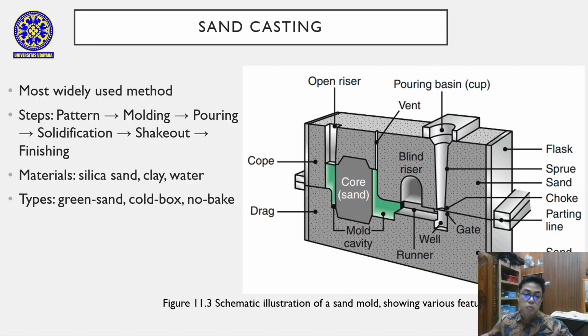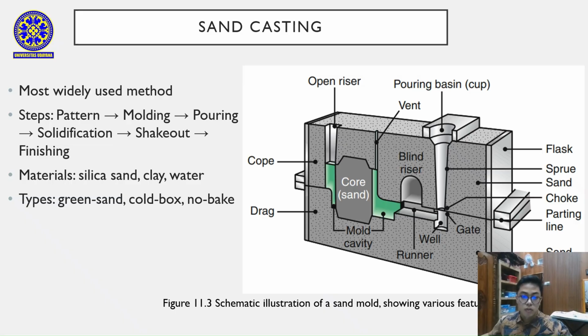Sand casting is the most commonly used casting process due to its versatility and low cost. It involves creating a mold cavity from sand and pouring molten metal into it. The process follows several steps: preparing the pattern, forming the mold, pouring, solidification, and cleaning. Because sand is reusable and easily shaped, this method can produce small parts as well as large components like engine blocks. And this Figure 11.3 shows a schematic illustration of a typical sand mold.